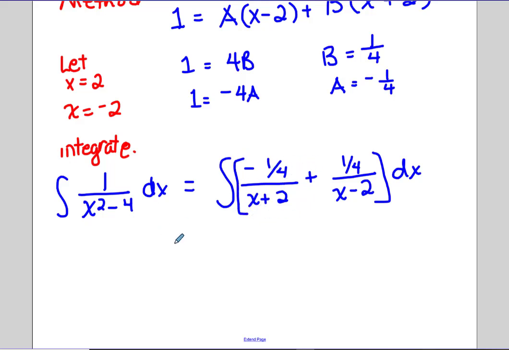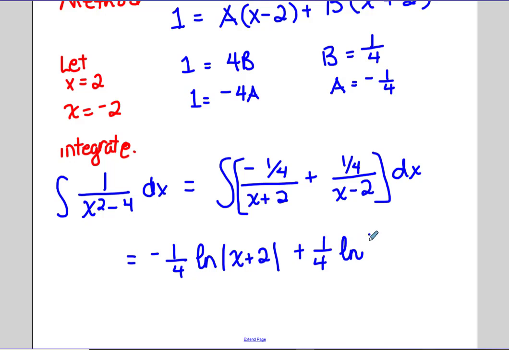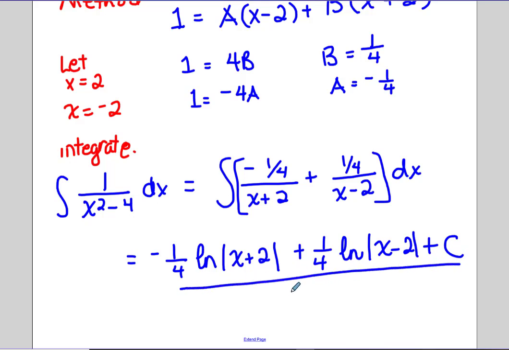So since the 1/4 is common here, drag that out here in the front, the integral of 1 over x plus 2 is going to be the natural log of the absolute value of x plus 2. And then pulling the 1/4 off of here, the same thing, the antiderivative of 1 over x minus 2 is the natural log of the absolute value of x minus 2 plus c. So this is integrating using the method of partial fractions.